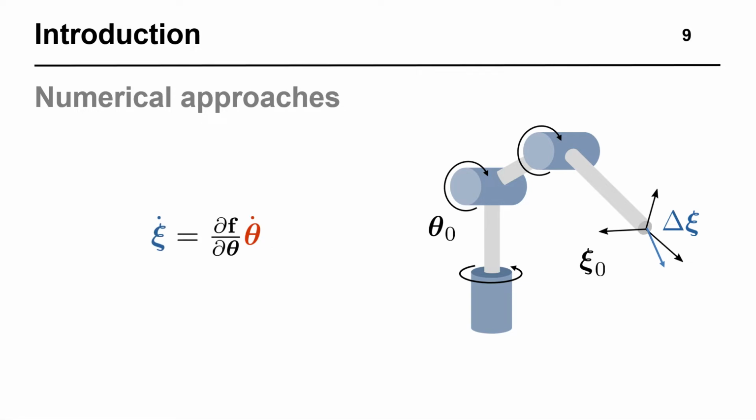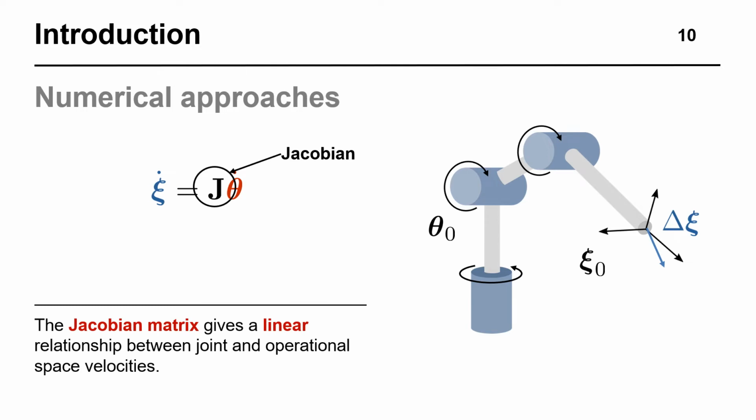These iterations are commonly performed by using the gradient of the forward kinematic mapping, which reveals a relationship between the operational space and joint velocities. The gradient is also known as the robot's Jacobian matrix. It allows us to control the robot's movement by solving the linear system for the joint velocities required to achieve a desired velocity in operational space.